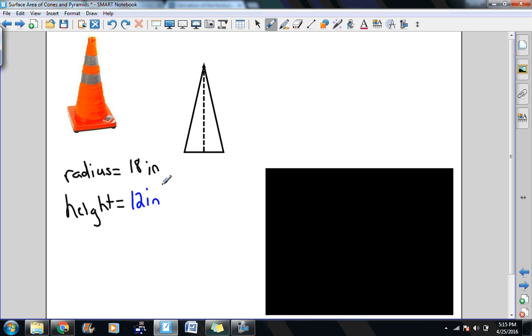And now I need to find the slanted height as well. So I know that this right here is 18 inches, and the direct height is 12 inches. And I'm hoping you're noticing that this is not drawn to scale. That's perfectly fine. So in this case, we're once again doing 18 squared plus 12 squared is equal to x squared. So we do 18 squared plus 12 squared gives us 468, and that's equal to x squared.